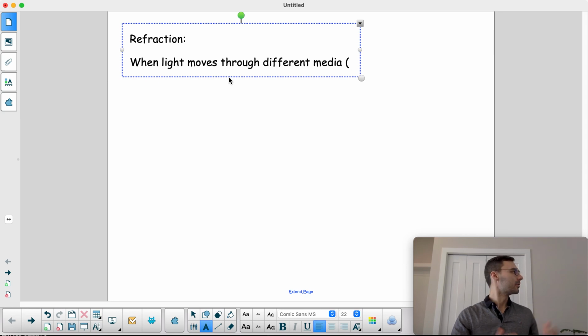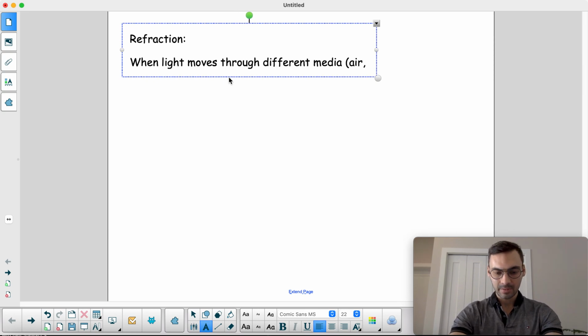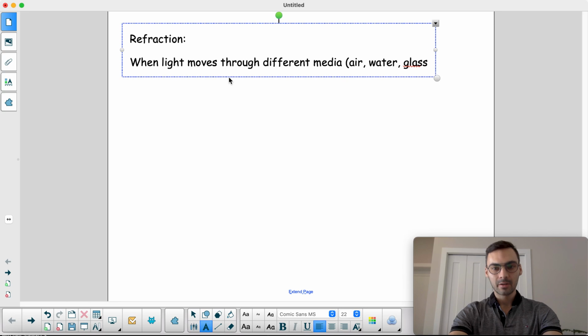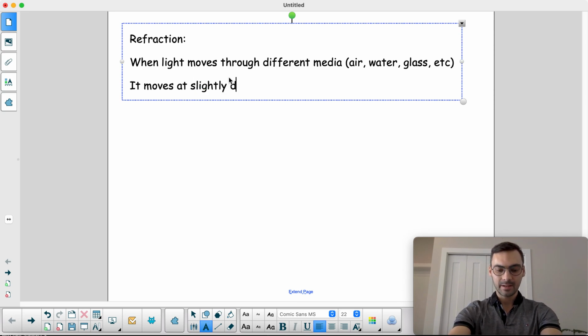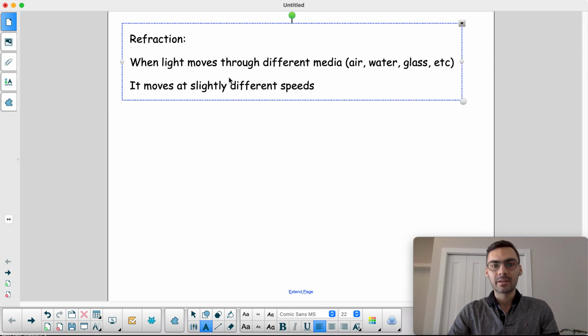Light passes through the air around us. It passes through the glass in the windows. It can even pass through water when you go swimming so you can see. So let's give a couple of examples: air, water, glass, etc. As it passes through those different things, it moves at slightly different speeds. And that has to do with the density, or how many particles are inside each of those different objects.